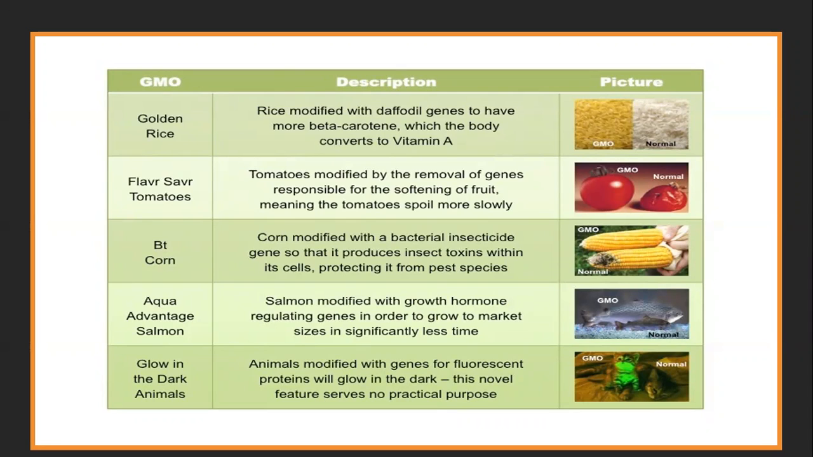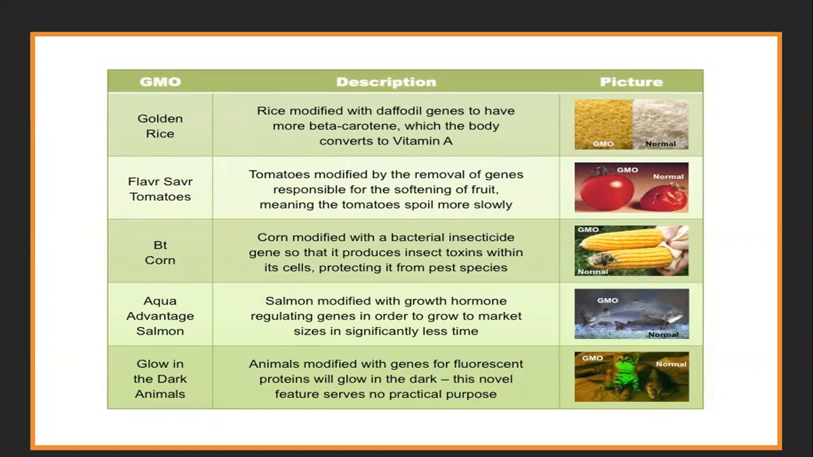Then we have the flavor saver tomatoes. So they are modified tomatoes. So they remove the genes that are responsible for softening the fruit and makes the spoilage more slowly than the usual. Then we also have the BT corn, or the corn that is modified with the bacterial insecticide gene so that it produces insect toxins within its cells, protecting it from pest species.